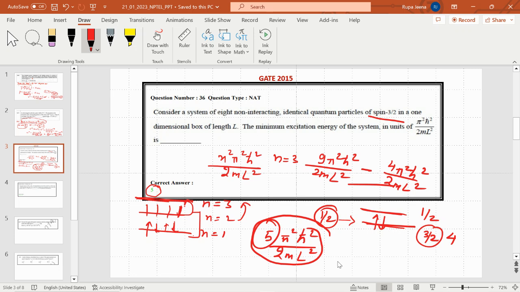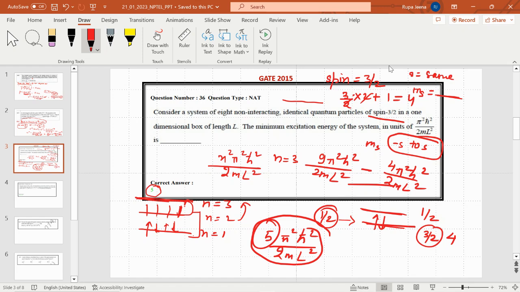Okay, yeah, I'll tell you. See, there are identical quantum particles of spin 3 by 2. So 3 by 2 spin particle means how many particles you can accommodate in one state is 2 into 3 by 2 plus 1, that is 4. Reason being, s is same for every particle, spin is same for every particle, but the thing that will change is ms. So ms will be different for every particle, and ms will vary from minus s to s.